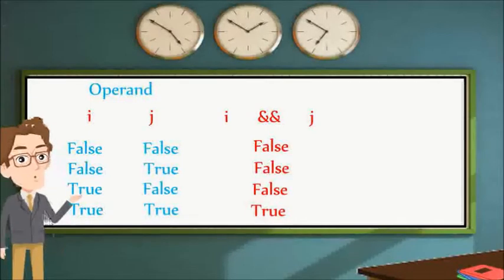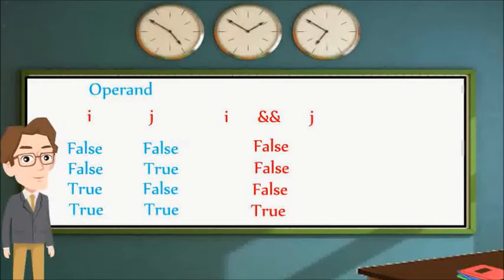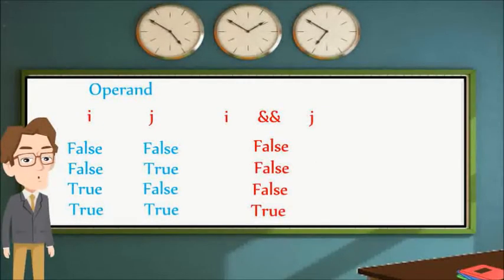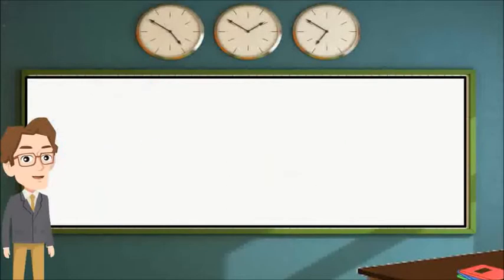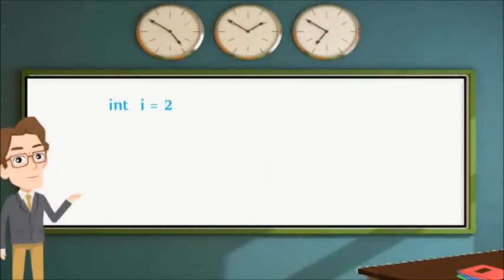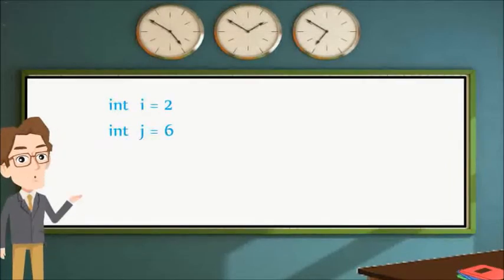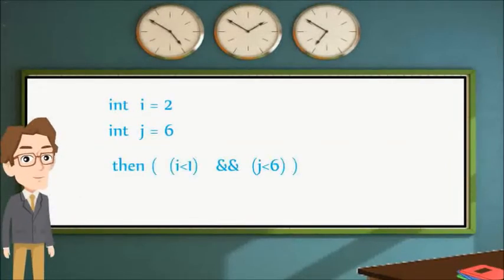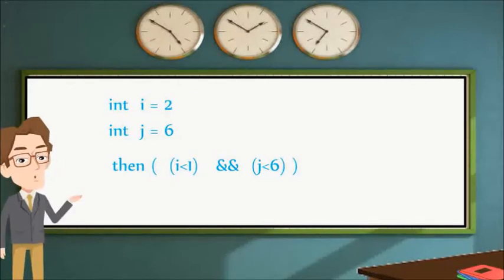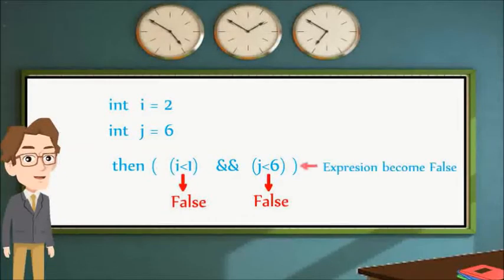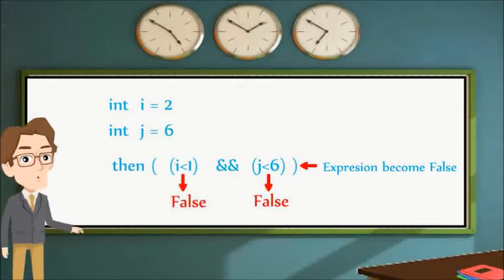So Vivek, the AND operator returns true only when both the left and right hand operands evaluate to true. Let's take an example. Here int i equals 2 and another int j equals 6. Then if i is less than 1 && j is less than 6, in both cases false, so the expression returns the false value.